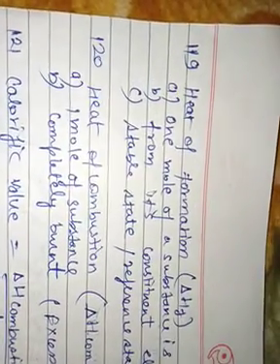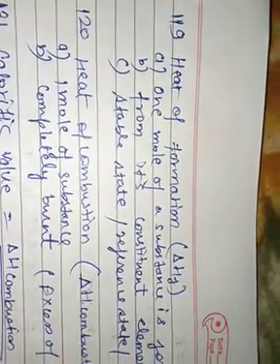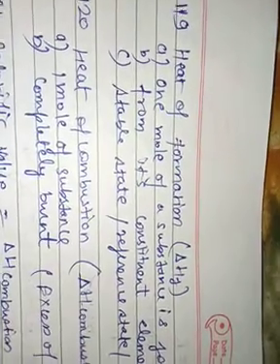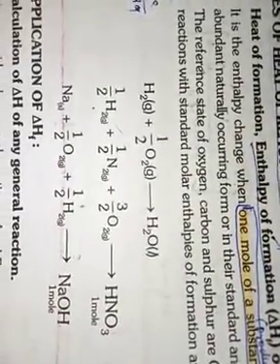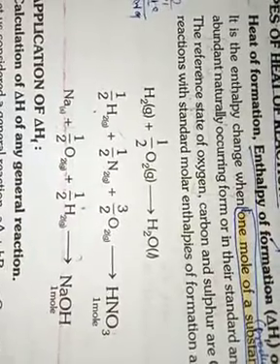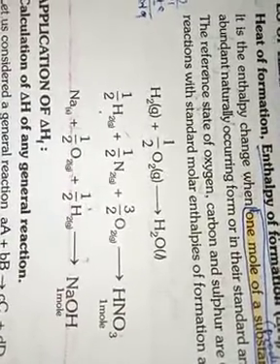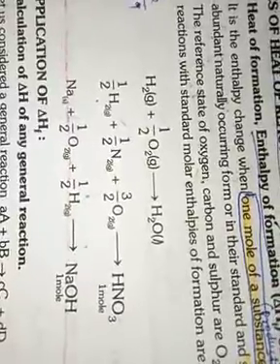Here you can see heat of formation, that is delta HF. The first point we have here is that 1 mole of substance is formed from its constituent elements, and it should be in stable state, reference state, or standard state. Let me show you here. Like here, water liquid is formed from H2 and oxygen. 1 mole is formed, right here, 1 mole is formed.